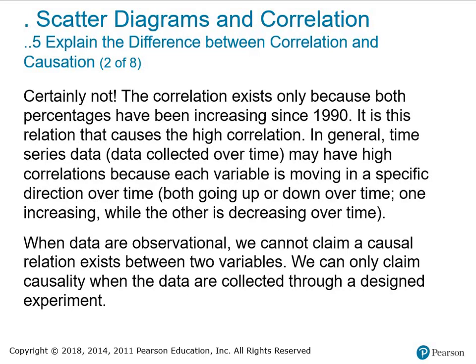It is this relation that causes the high correlation. In general, time series data collected over time may have high correlations because each variable is moving in a specific direction over time. Both are going up or going down over time, one increasing while the other decreasing over time. When data are observational, we cannot claim a causal relation exists between two variables. We can only claim causality when the data are collected through a designed experiment.